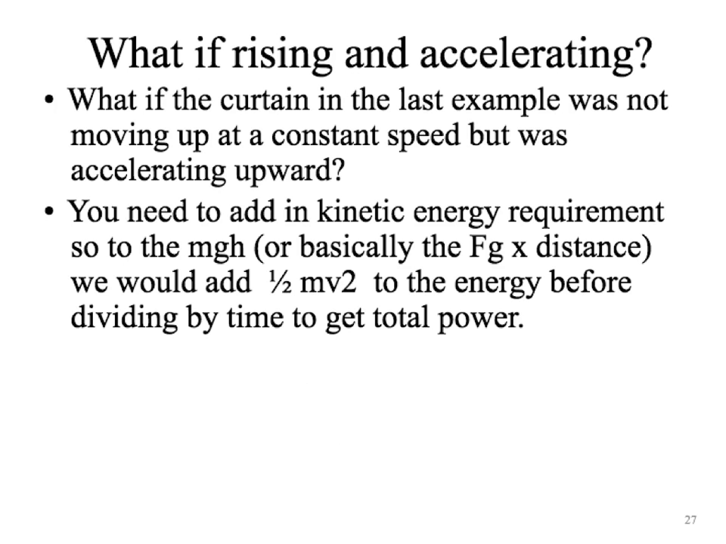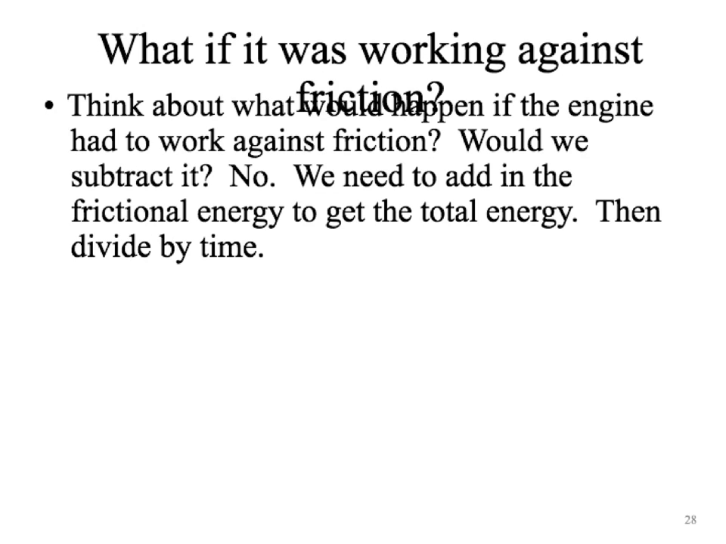So just as an example, let's say the curtain was not going at a constant speed, we were accelerating upwards. Well, what we'd have to do is add the kinetic energy requirement in, and then we'd get the total work, and then we could get power. So let's take a look at that. Something else we should think about is friction. What would happen if the engine had to work against friction? Now, again, don't get the two ways confused. Would you subtract friction? No. We want to add friction to get the total energy. So let me show you how that would work.